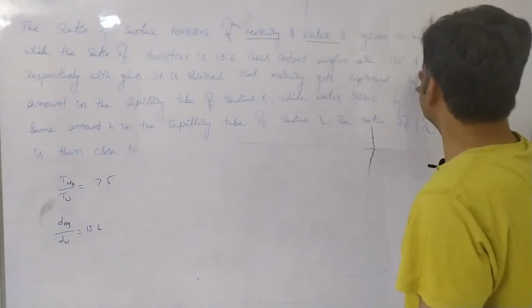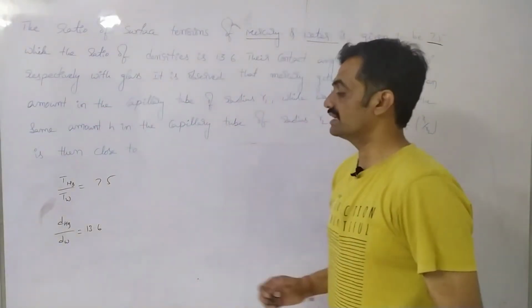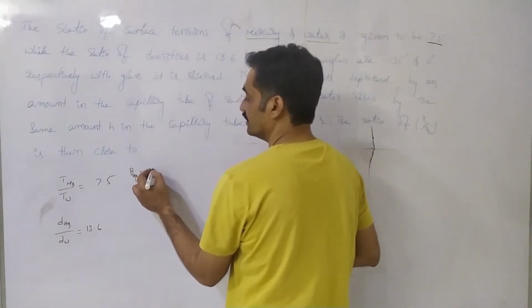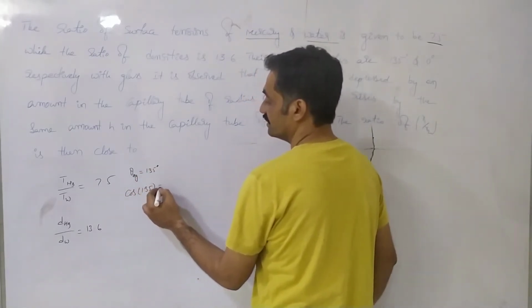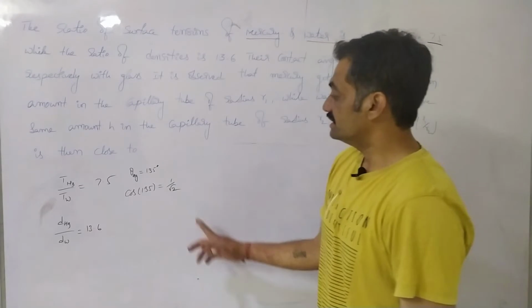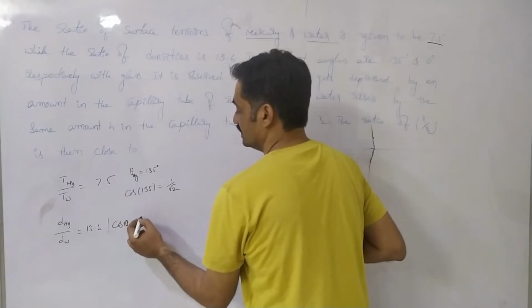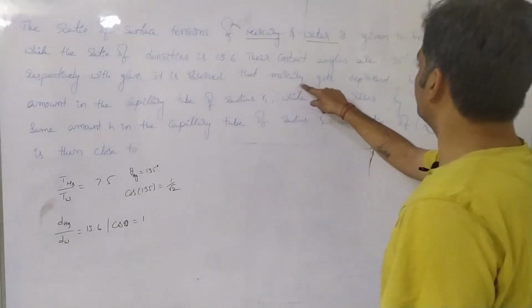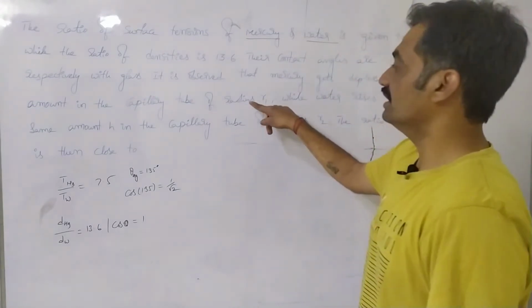Their contact angles are 135 degrees and 0 degrees respectively with glass. So angle made by the mercury is 135 degrees. And we know that cos 135 is equal to 1 by root 2. Similarly, here cos 0 is 1. Now, observe that it is observed that mercury gets depressed by an amount in the capillary tube of radius r1.